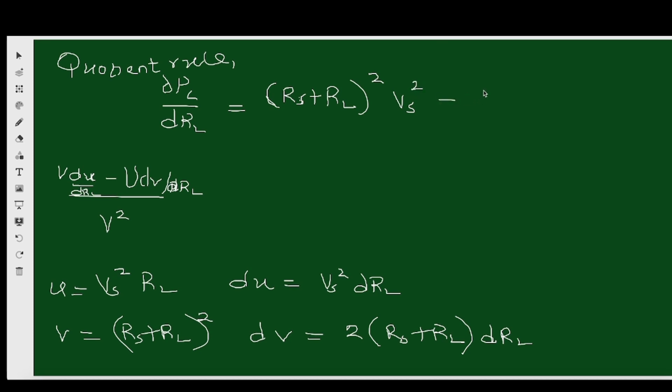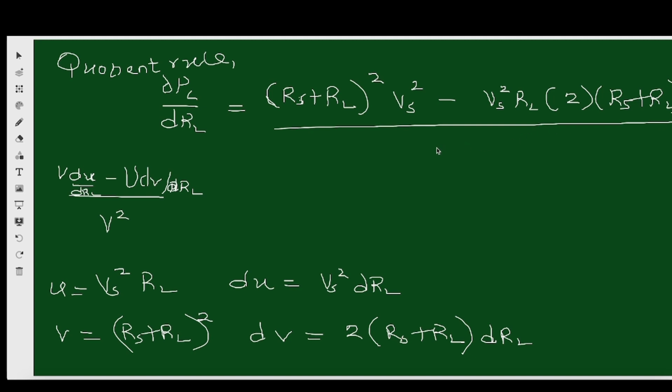minus Vs squared RL, that's U, then multiplied by 2 Rs plus RL, then divided by V squared. V squared is what? Rs plus RL, because it has squared before, so it will be raised to power 4. So these are the dPL dRL, right? So from here, what do we do?